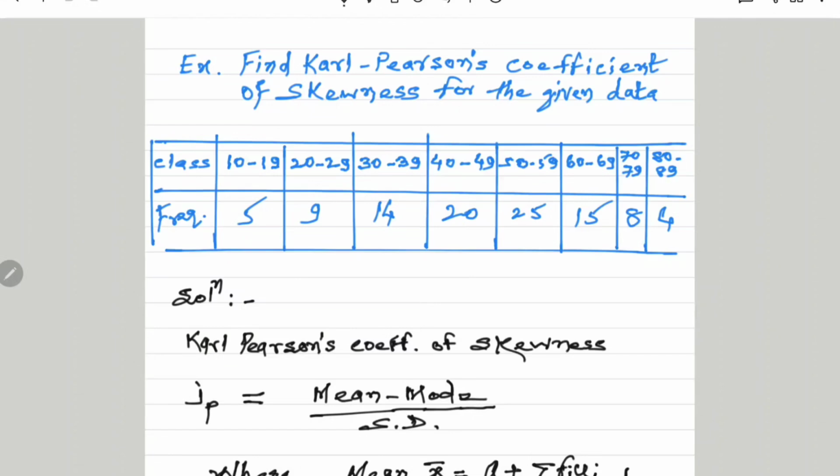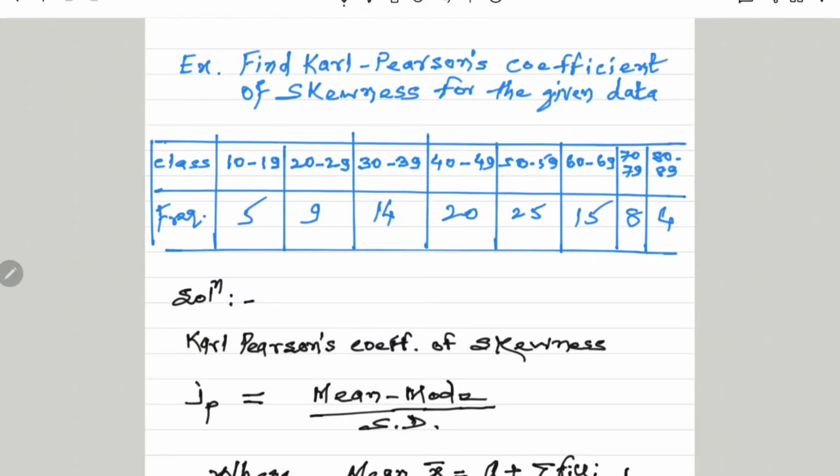Let us solve the problem. Find Karl Pearson's coefficient of skewness for the given data. The data contains classes and frequencies. Classes are 10 to 19, 20 to 29, 30 to 39, 40 to 49, 50 to 59, 60 to 69, 70 to 79 and the last 80 to 89, and the corresponding frequencies are 5, 9, 14, 20, 25, 15, 8 and 4. If you see the values for the class, it is exclusive.